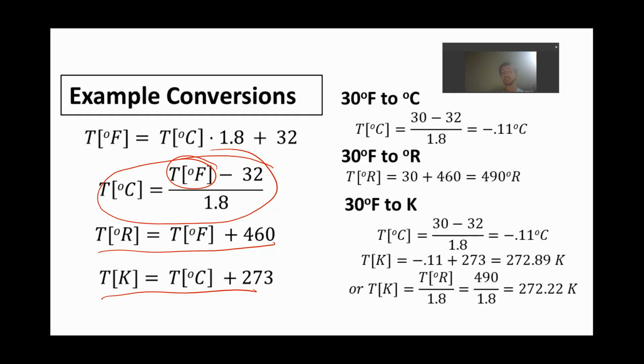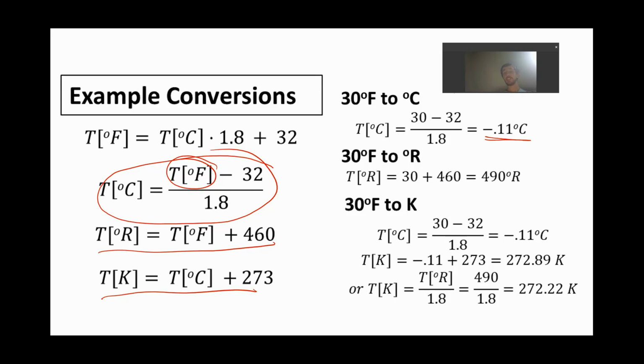So I plug this in, it's not too terrible math, and I get a negative 0.11 degrees Celsius. It works. So you can see that 30 degrees Fahrenheit, that's really close to 32 degrees Fahrenheit, which is where freezing is. And water freezes at 0 degrees Celsius, so this makes sense. 30 is slightly below freezing, and so our value is slightly below freezing for Celsius as well.